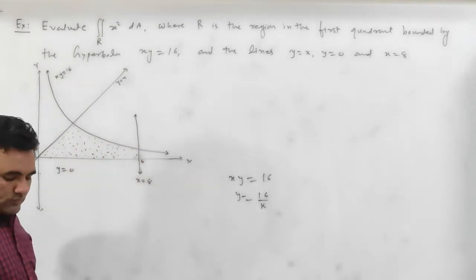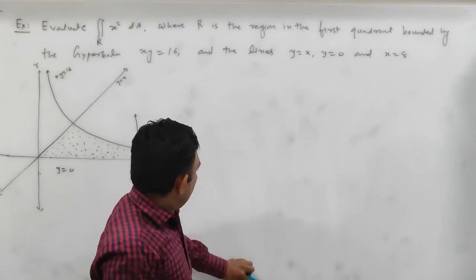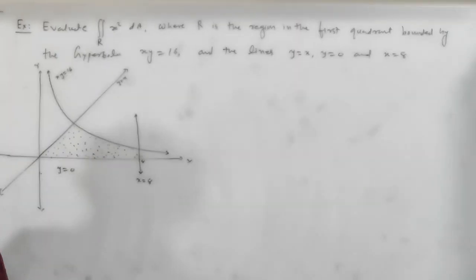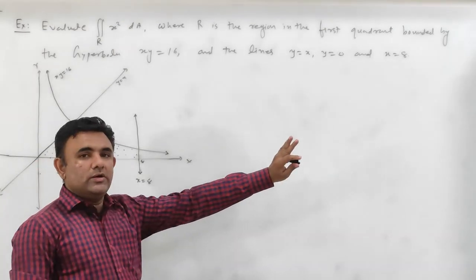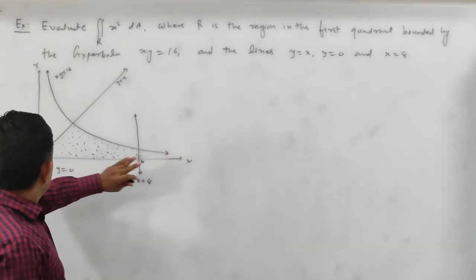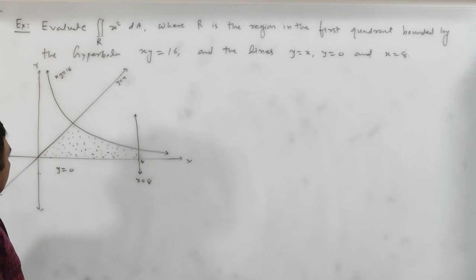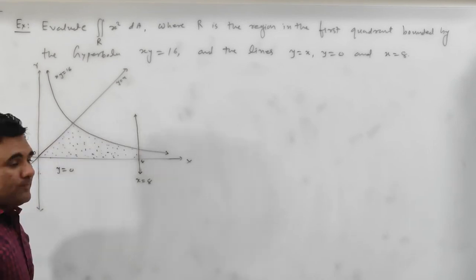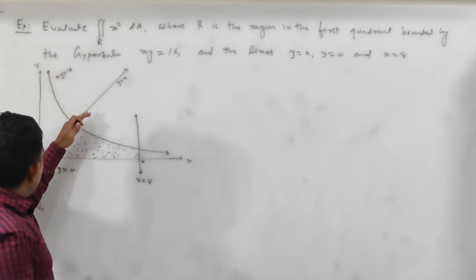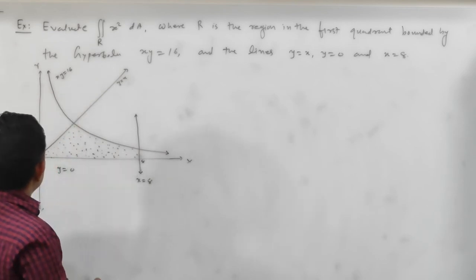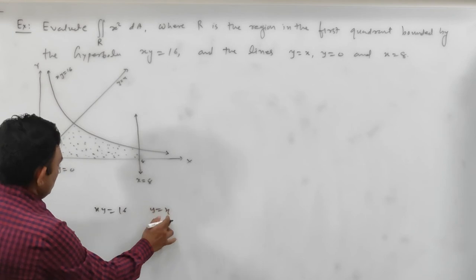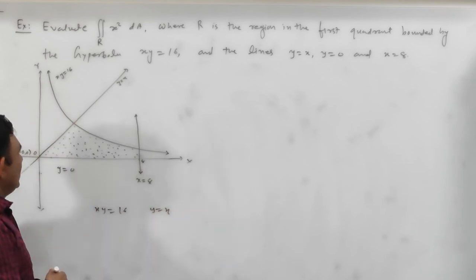Okay, so first of all we have to evaluate the intersection points. I am not writing the argument to find the intersection points, we will write directly. Let me call this point O, then it is 0 comma 0. Now this line is y equal to x, and this is xy is equal to 16. If you solve these two equations, then you will get this intersection point.